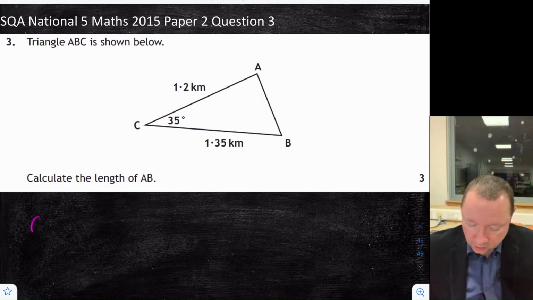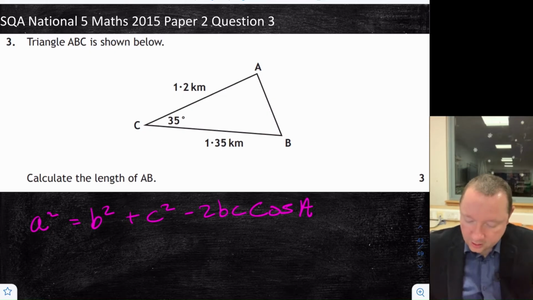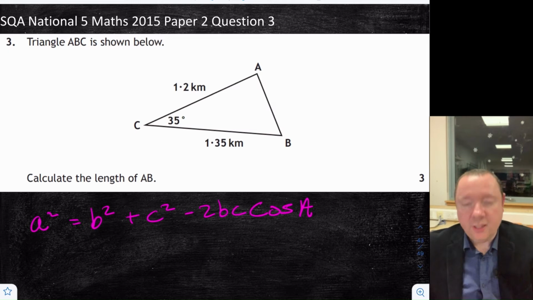Remember, the cosine rule at the start of the exam paper says a squared equals b squared plus c squared minus 2bc cos A. But that is when A is the angle in the opposite side. All you need to remember is the two sides go across the angle. If that's the case, those are your two sides, your b and your c, and that's your angle.